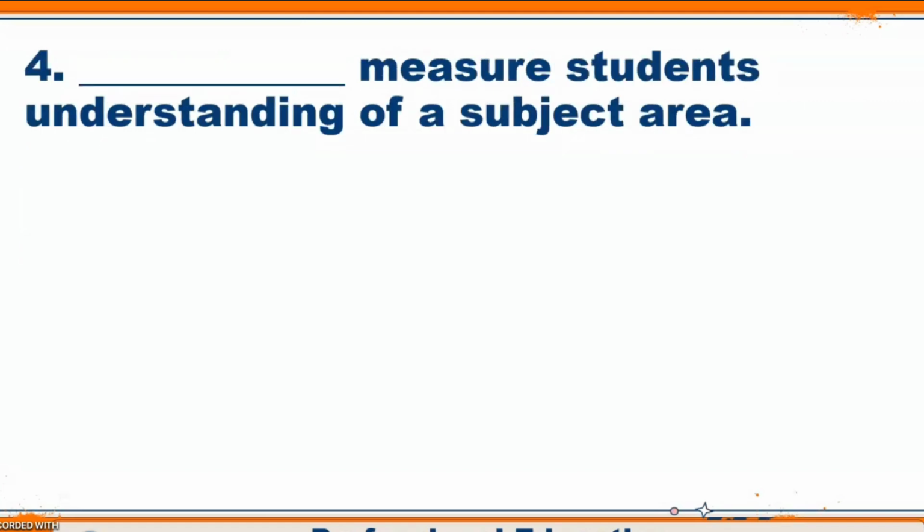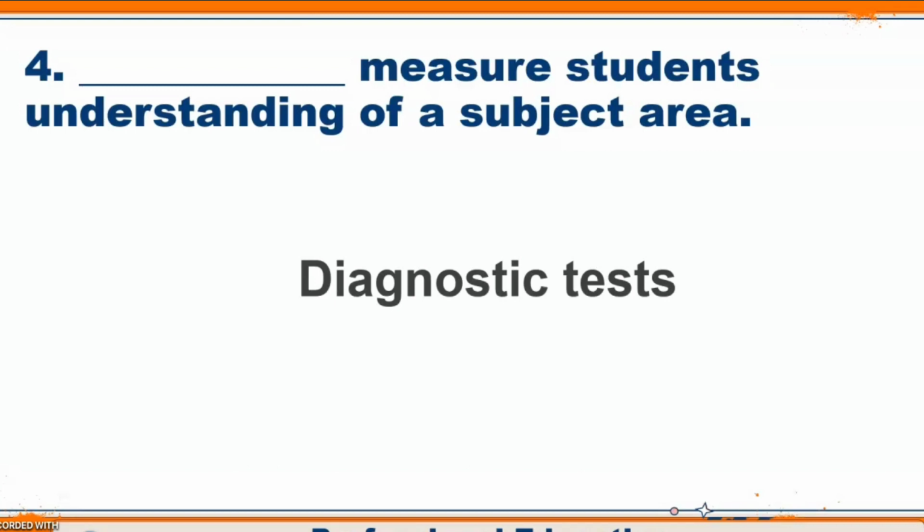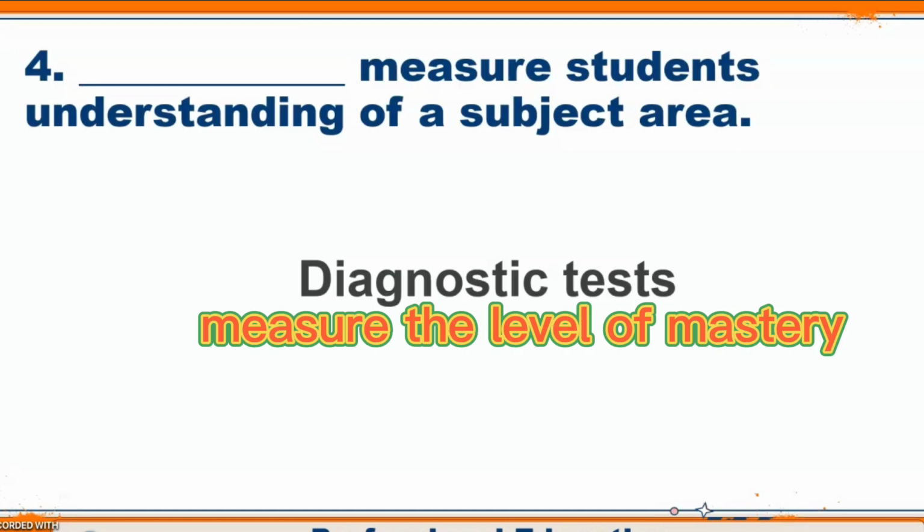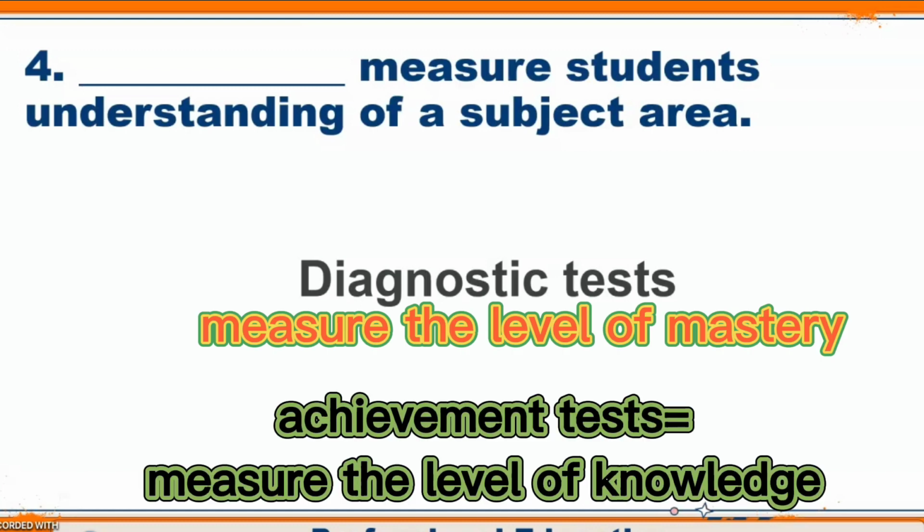Number 4. Blank measures students' understanding of a subject area. The answer is diagnostic test. By the way, what's the difference between a diagnostic test and an achievement test? A diagnostic test is administered to determine if the students have met mastery level of a specific academic area, while achievement tests are developed to measure the test taker's knowledge or mastery of a specific content. Therefore, a diagnostic test measures the level of mastery, while an achievement test measures the level of knowledge.